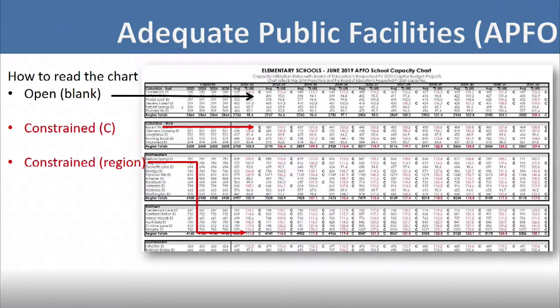Before I begin, this is an example of how to read the open and constrained school capacity charts. It's attachment 2. I apologize, these are charts and they don't show well, but this is an example from attachment 2, the elementary school chart. Individual schools or elementary regions that show a capacity utilization less than 105% are considered open, and they will be left blank on your chart. And if there's a C next to the school, I believe the example is Jeffers Hill, it is considered constrained, and therefore no new development can proceed. Also, if a region has a C next to it, the region is considered constrained, and even if there's an open school in the region, it still means the development can't move forward in the process.